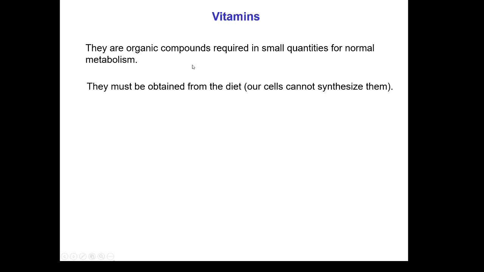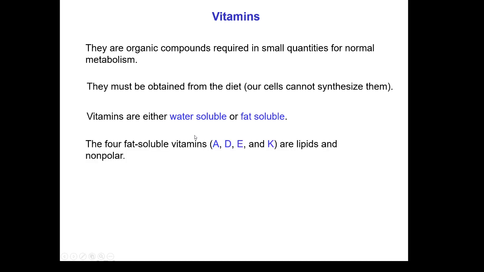Okay, vitamins are organic compounds that are required in very small quantities in normal metabolism. We can get them from our diet. Our cells can't synthesize vitamins. Vitamins are either water soluble or fat soluble. There are 4 fat soluble vitamins: A, D, E, and K. They're lipids. They're nonpolar.